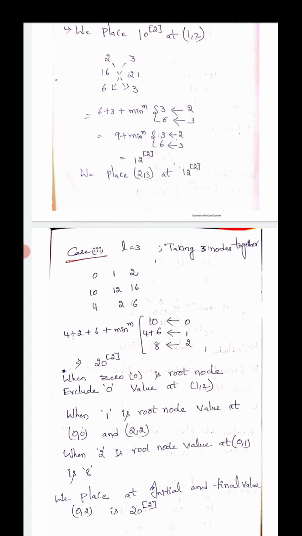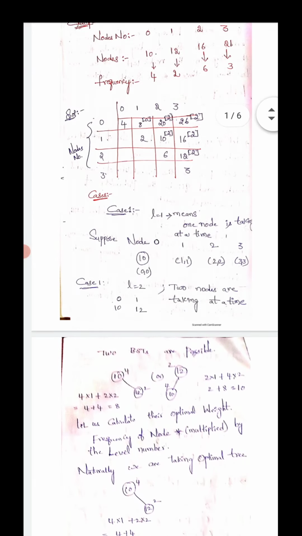Let me give some explanation here, listen carefully. I have written it here, look at this: when 0 is the root node we need to exclude 0. Now look at the value at 1 comma 2. How much can we get? Going to the question, the value at 1 comma 2 is 10 with subscript of 2. That's why we take it as 10. The 1 comma 2 value will be 10.